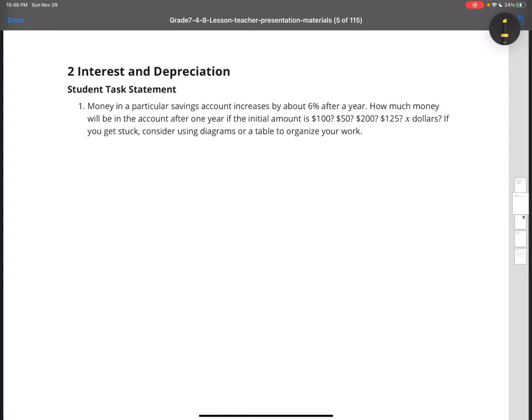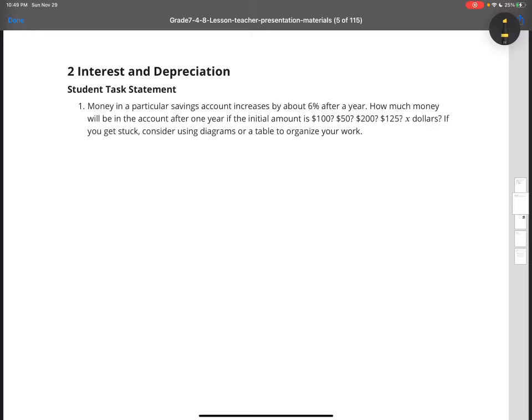Okay, guys, let's look at the second problem of this lesson called interest and depreciation. It says money in a particular saved amount increases by about 6% after a year. How much money will be in the account after 1 year if the initial amount is $100, $50, $200, $125, X dollars? If you get stuck, consider using diagrams or a table to organize your work.